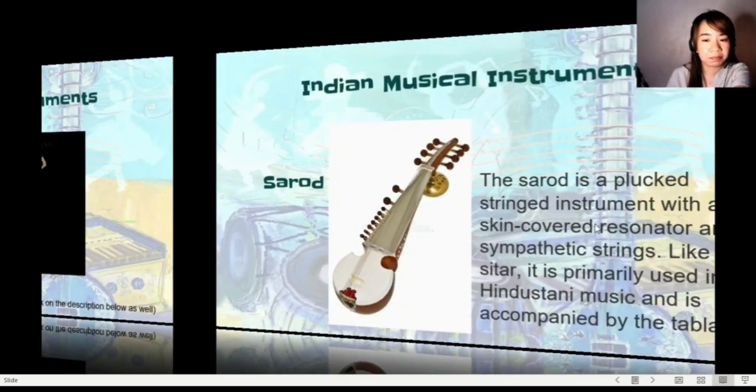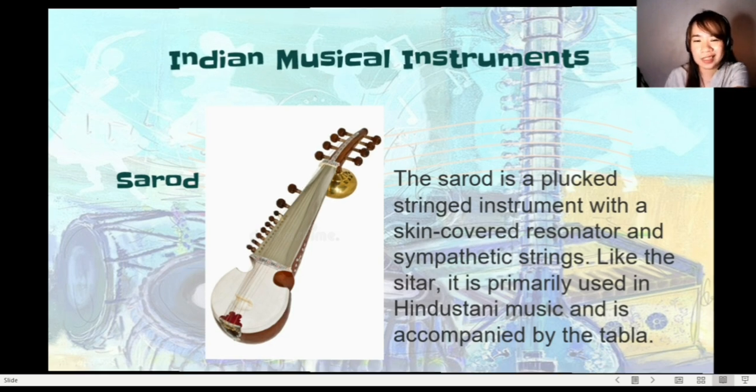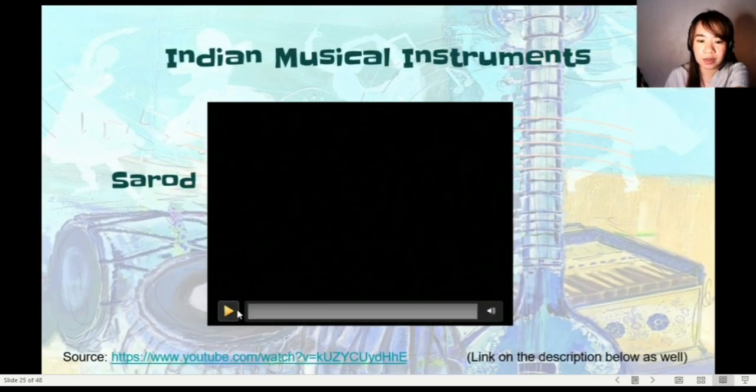Next, we have sarod. The sarod is a plucked string instrument with a skin-covered resonator and sympathetic strings. Like the sitar, it is primarily used in Hindustani music and is accompanied by the tabla. So it is played with tabla, another instrument that we are going to learn about later. Let's see how it's played.